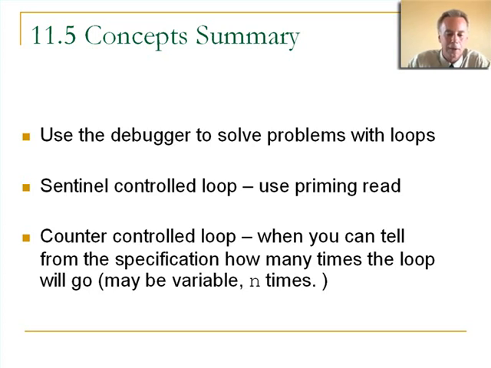So we looked at creating problems with sentinel controlled loops using the priming read, and we did that in the test scores program and in the gas mileage program. And we also looked at a counter-controlled loop, which we used in the Factorial program. And notice that in a counter-controlled loop, it isn't necessary that the spec tells you how many times to loop. In this case, we were going to loop a variable number of times, n times in the case of the Factorial.